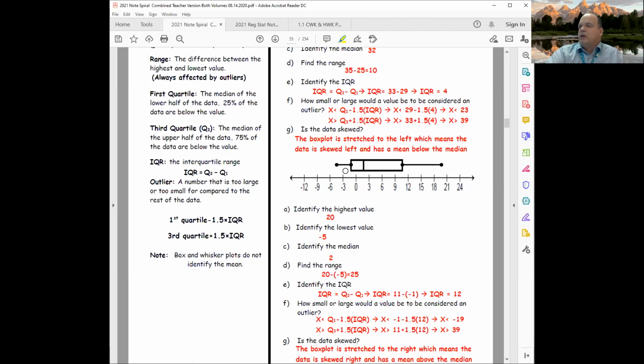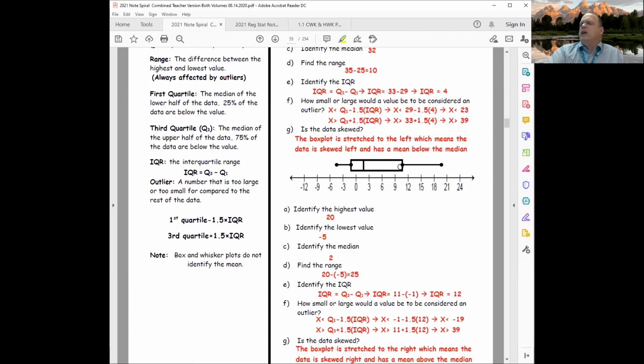Excuse me, I said that wrong. -1 minus 1.5 times 12. The -1 being Q1 minus 1.5 times the IQR. So if we had a value less than -19, it would be an outlier. If it were -19, it's not an outlier.